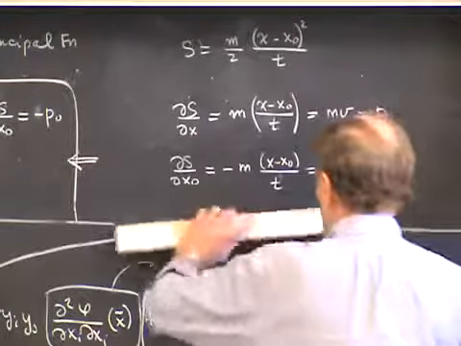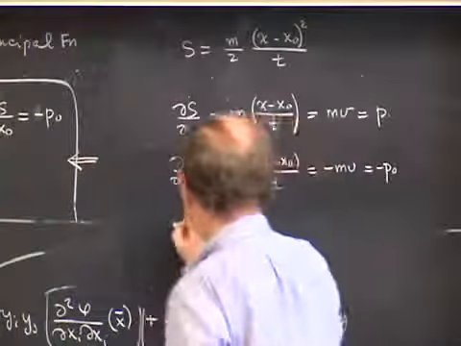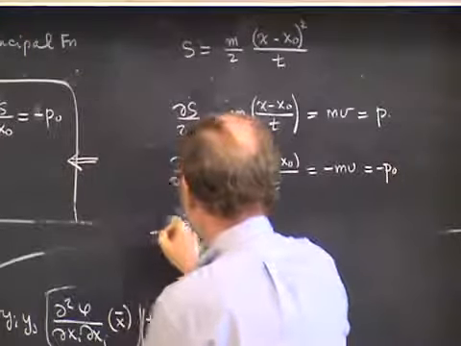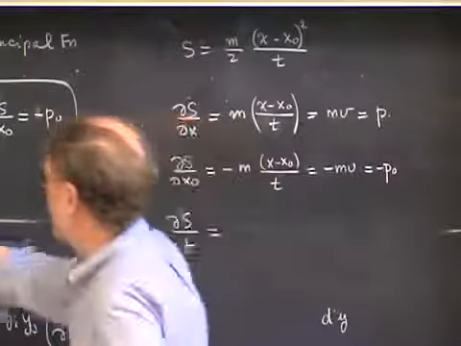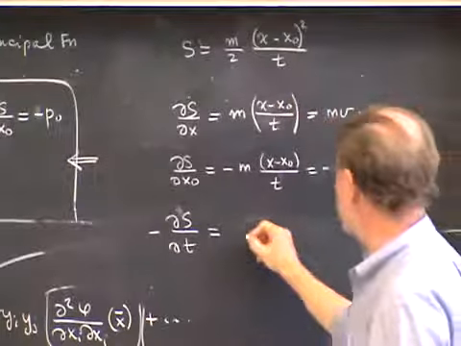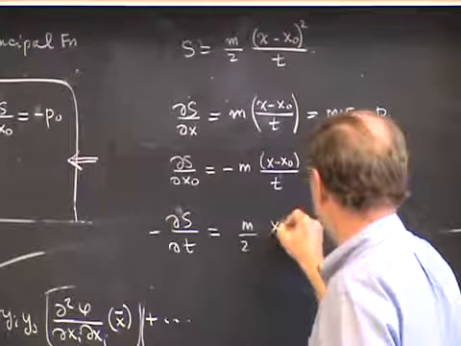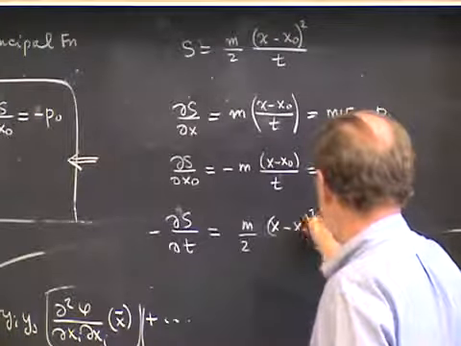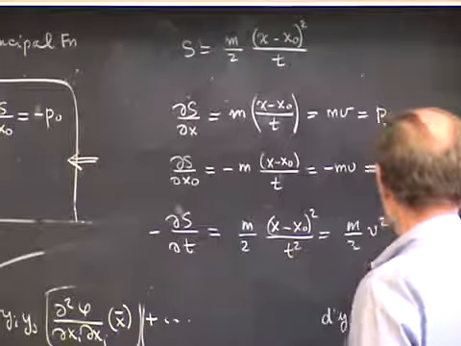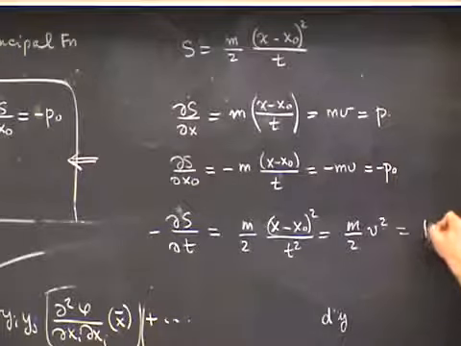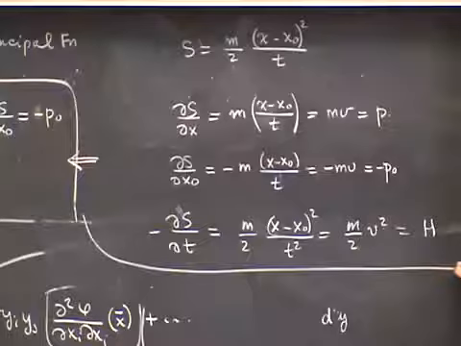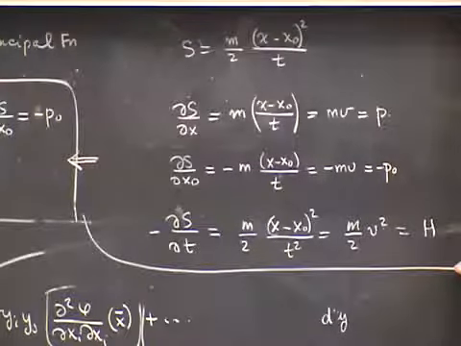And then finally, if I differentiate with respect to time, dS/dt, I'll put a minus sign on it here, so it becomes plus the Hamiltonian. You can see what that does. We differentiate 1 over t, so we get m over 2, (x minus x0) squared over t squared. This is m over 2 v squared, which is the energy of the particle, which is the same as the Hamiltonian. So all of Hamilton's generating function relations are verified.